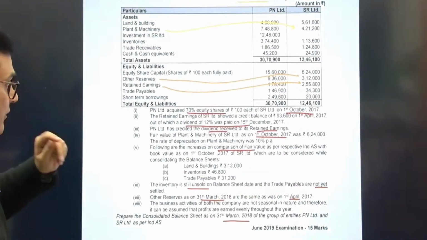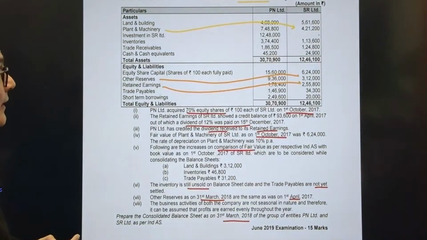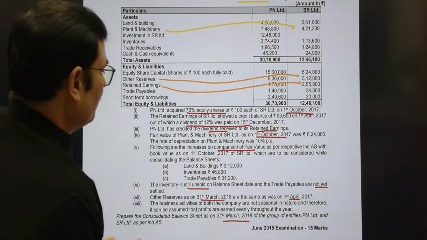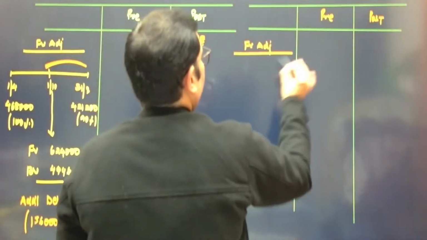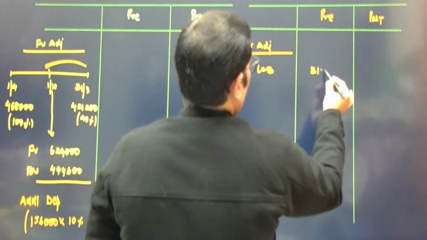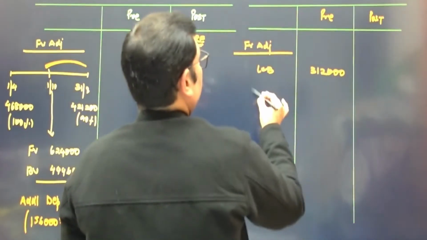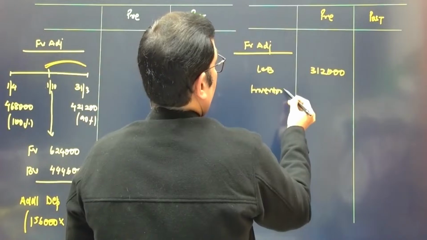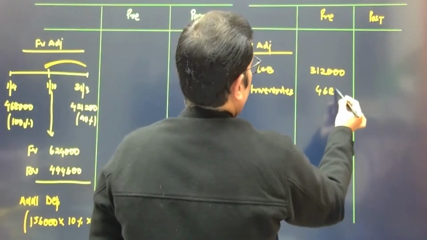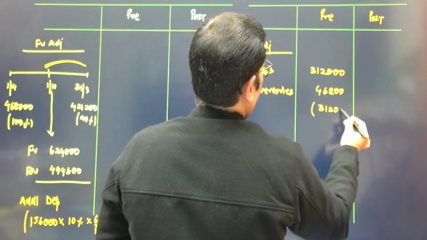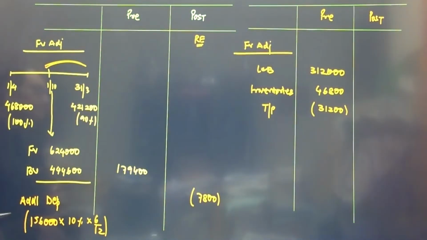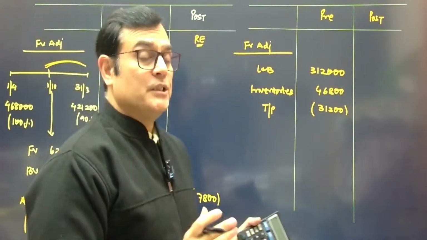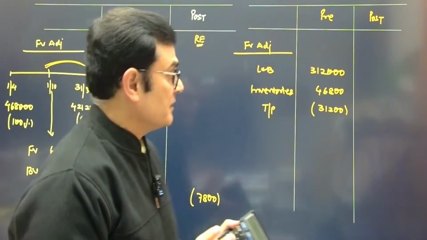If we go back to the question, in point number 5, I am given the status of the land and building increase 3,12,000, inventory 46,800. So this is land and building increased by 3,12,000. What was the increase in inventory? 46,800. And there was an increase in trade payable, 31,200. That's a loss because a fair value increase is a loss for a liability. And we are not given any stock reserve adjustments as far as upstream is concerned.